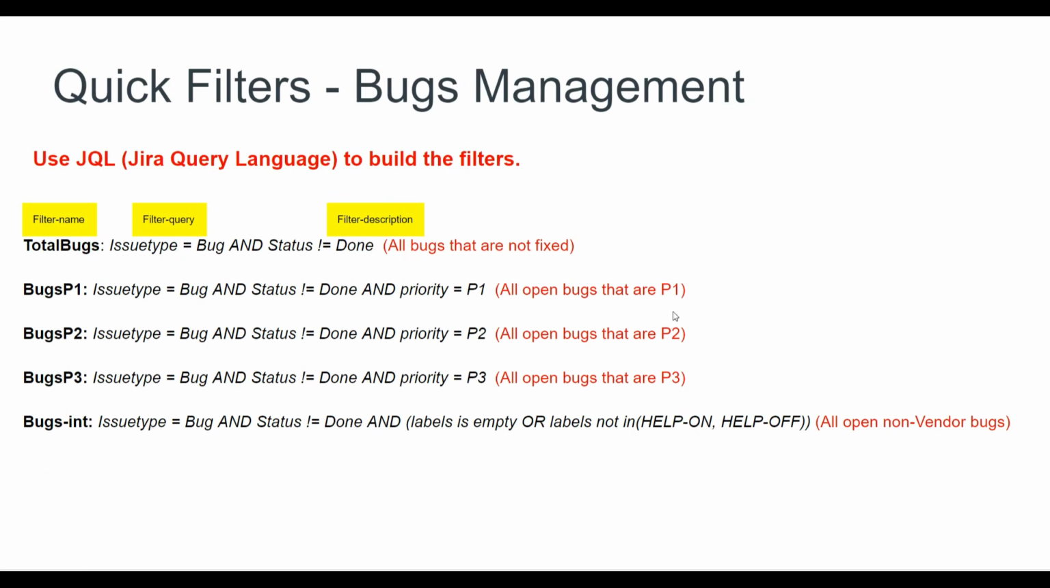And you can do the same thing for bug management, defect management. You can have P1 bugs, P2, P3, and this is how you construct a quick filter using JQL, by saying issue type equals bug, and the status is not done, and the priority is P1. So this is how we're going to set up the quick filters. So let's just do that now.